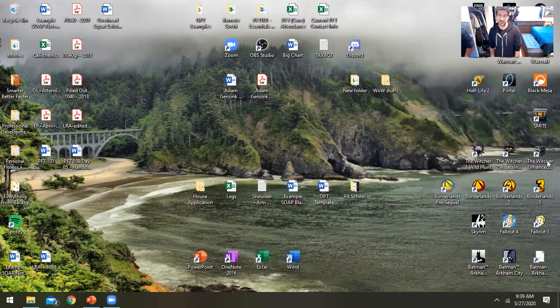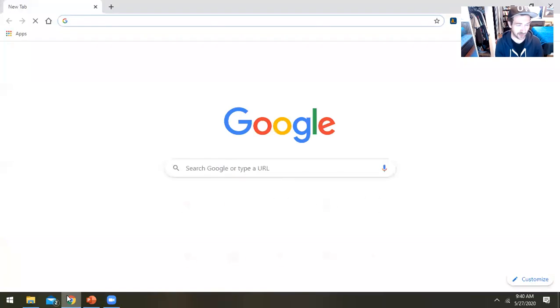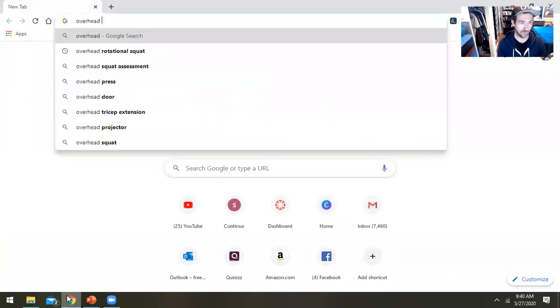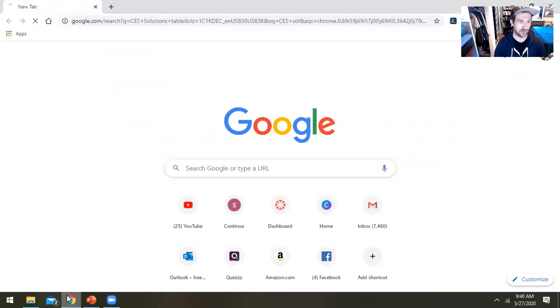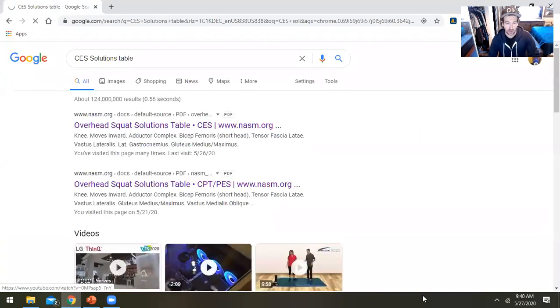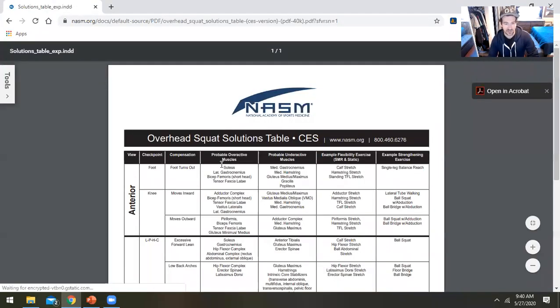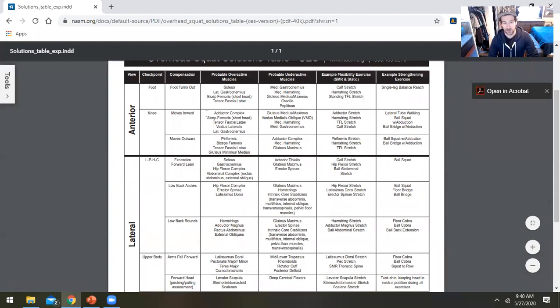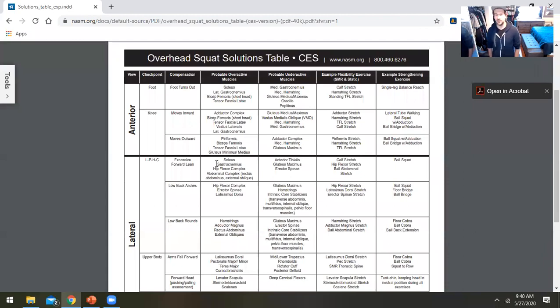So let us go ahead and look at some alterations in the overhead squat again. I'm going to pull up my table here. Yesterday we talked about feet turning out and knees caving in, and briefly about knees caving out, although we didn't build a program for that, so we'll have to circle back around to that one.